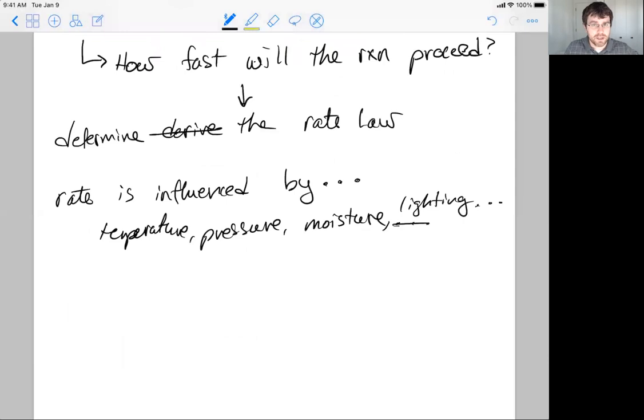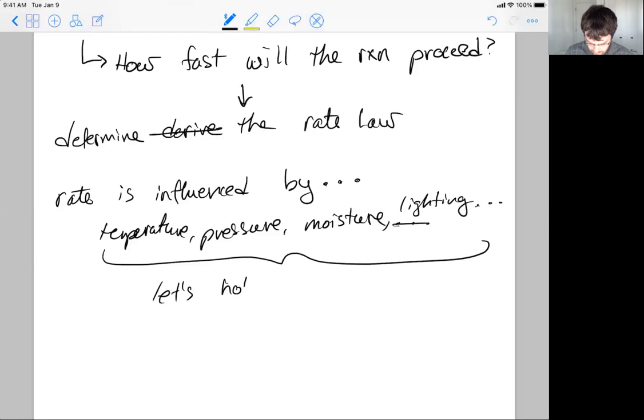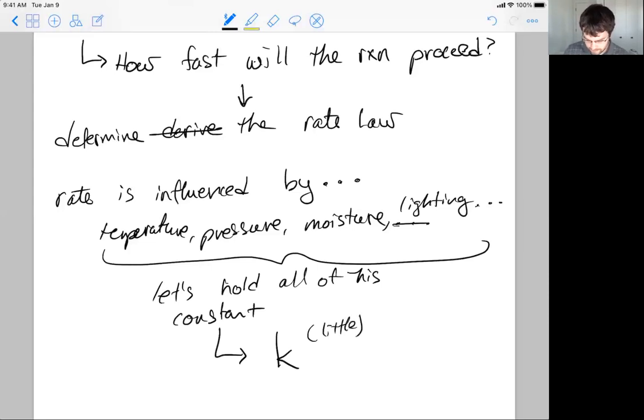But one thing to think about is if we're doing the reaction in a reasonably controlled laboratory, even in an old building like Farr Hall, we can hold a lot of this stuff constant. So let's hold all of this constant, and we're going to put that into a number that we'll label with a little k. So this is a little k. Let me write lowercase k.